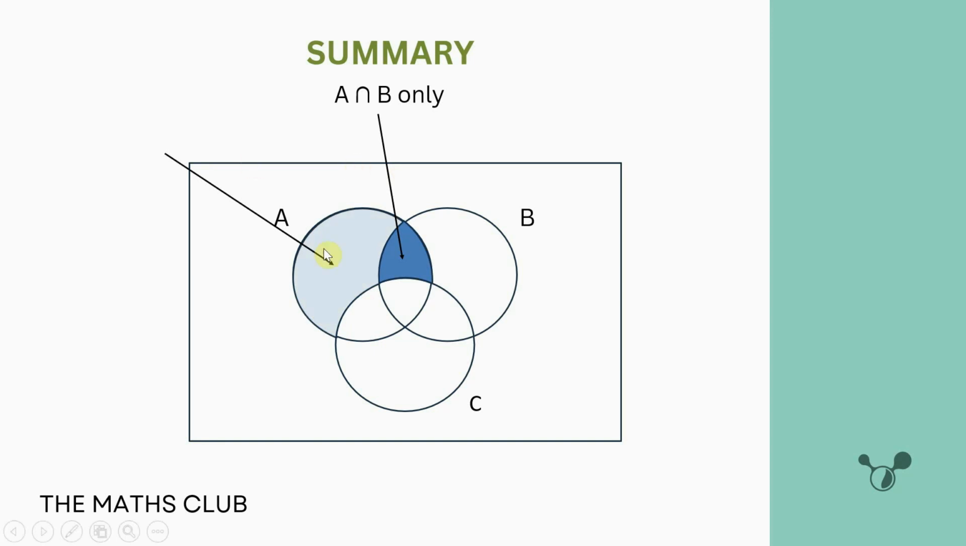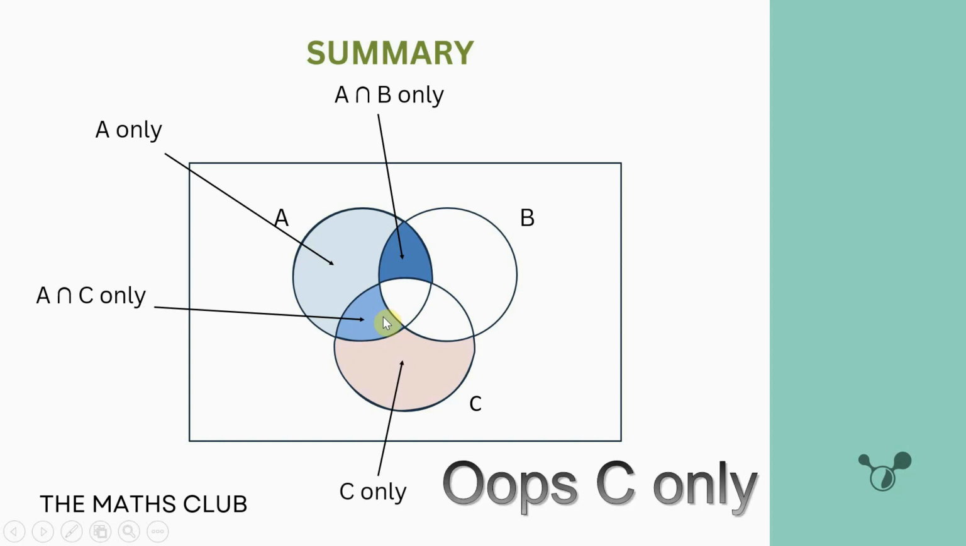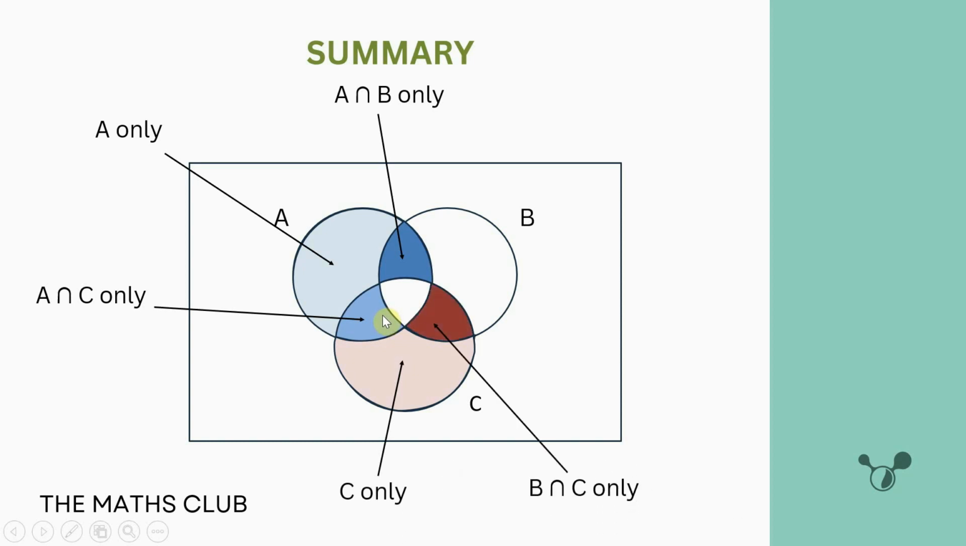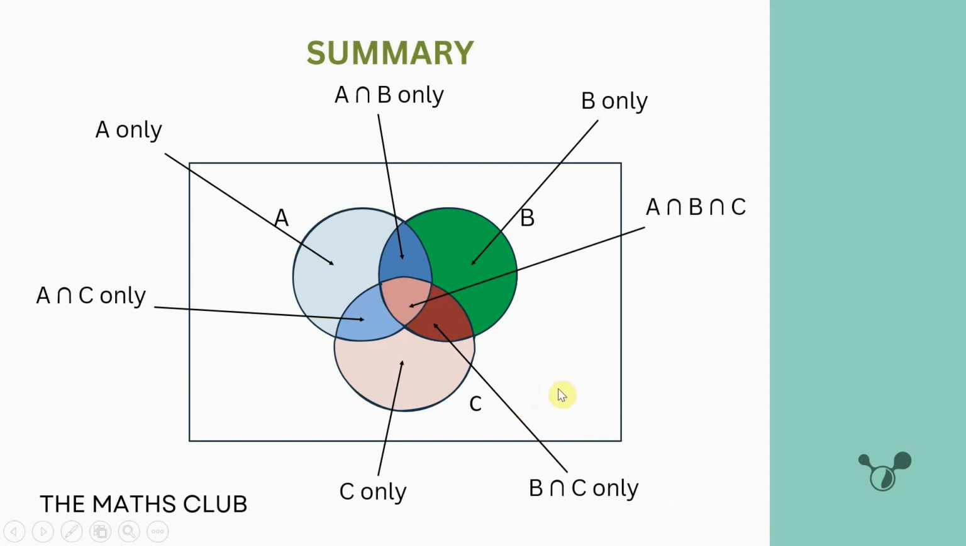This place here is my what? A only. This place here is my what? A intersection C only. You can see that it's not including the ones that are common to all of them. It's just A intersection C only. This place is my what? C. This place is my what? B intersection C only. So this is my B only, right? And then this middle guy is the A intersection B intersection C.